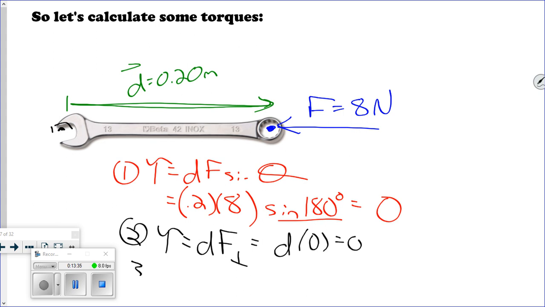And then the third option is the opposite. Find the perpendicular component of your lever arm and multiply it by the force. Well, there's no vertical component of the lever arm, so you get 0 times your force, which also gives you 0. Okay? So if your force is parallel or anti-parallel to your lever arm, either one, then your torque is 0. Okay? So finally, let's do an example where we actually have to do a little bit of trig.